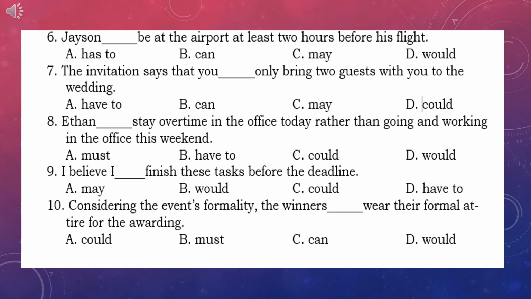Number 10. Considering the event's formality, the winners blank wear their formal attire for the awarding. Is it A, could, B, must, C, can, or D, would? The correct answer is must wear. That expresses the idea of obligation. The winners must wear their formal attire for the awarding. Okay, let's proceed.